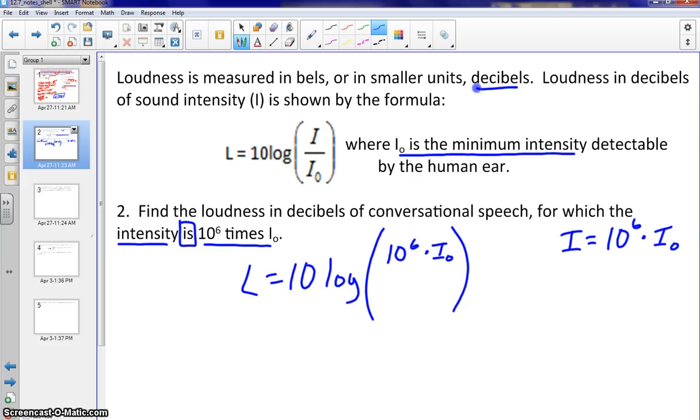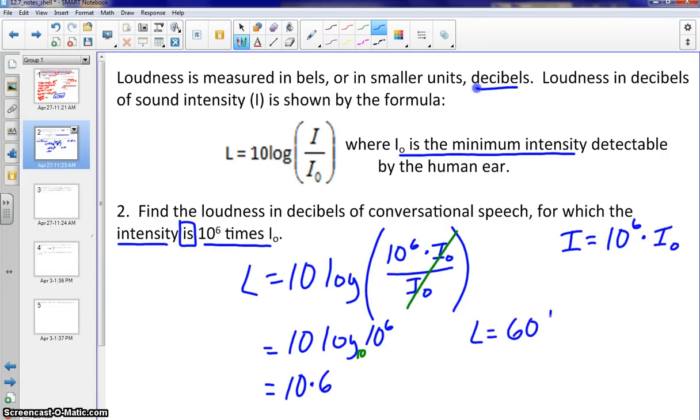we have 10 to the 6 times I sub O over I sub O. When we simplify, you can see that the minimum intensity, I sub O, would cancel. So we'll get 10 times log of 10 to the 6. Using our properties of logarithms again, knowing that this is a base 10 when that is not written in there, that would then be 10 times 6, which would give us 60 decibels as our loudness.